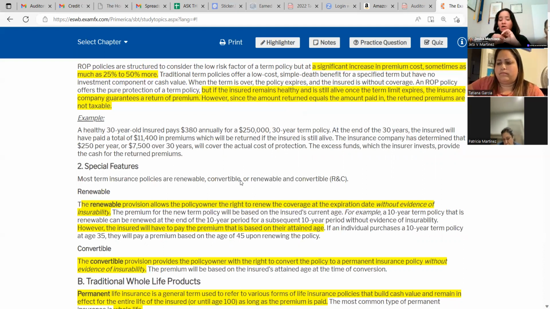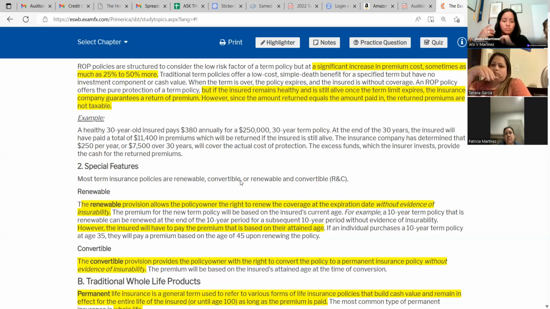So a renewable provision allows the policy owner the right to renew the coverage at the expiration date without evidence of insurability. That means that, let's say I have a 30-year policy right now, at 35. So let's say at the age of 60, when my policy is up for renewal, I'm guaranteed to be able to renew without showing any proof of insurability, without doing any medical records, medical backgrounds, blood, urine, none of that. So when your insurance policy says it's renewable, then that means that you'll be able to renew at the end of the term without going through all those medical background questions.